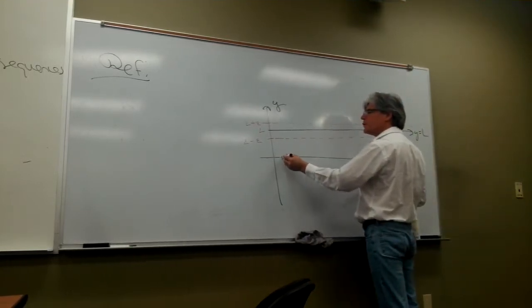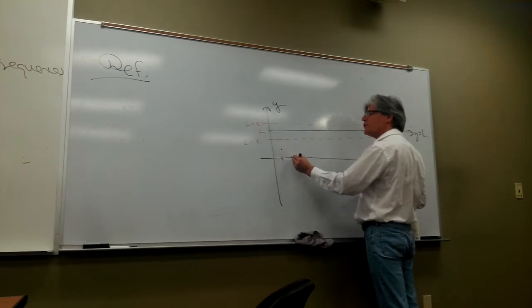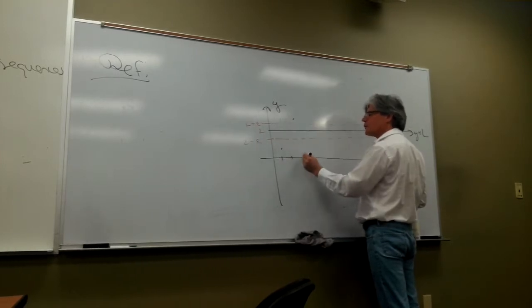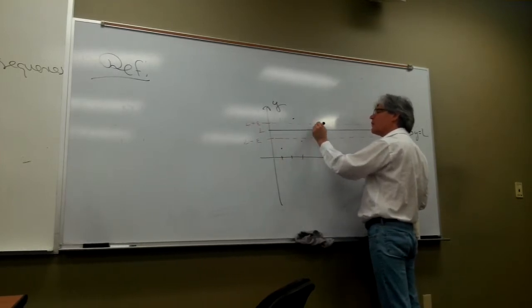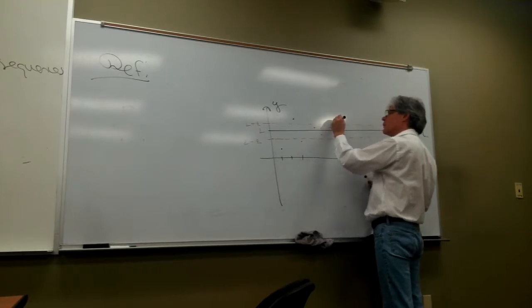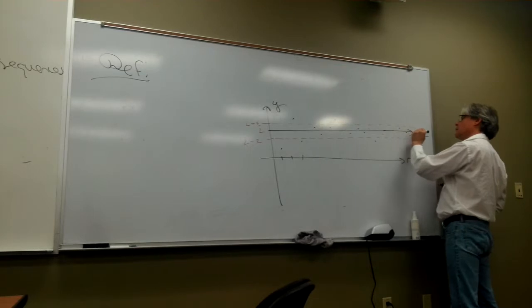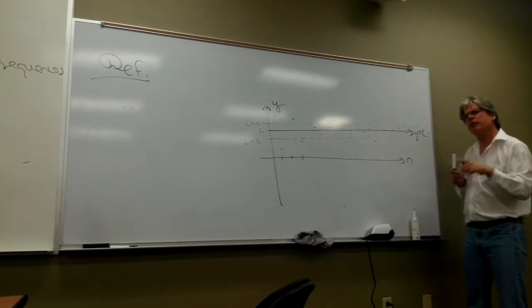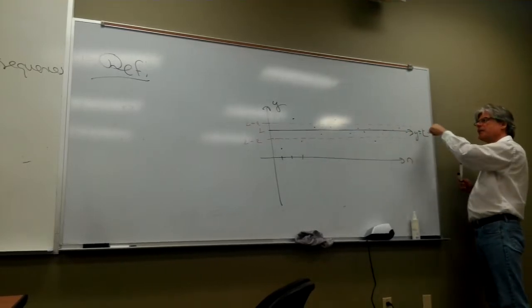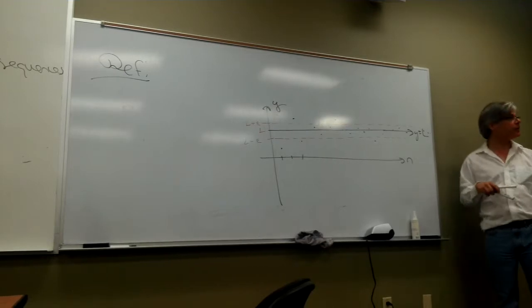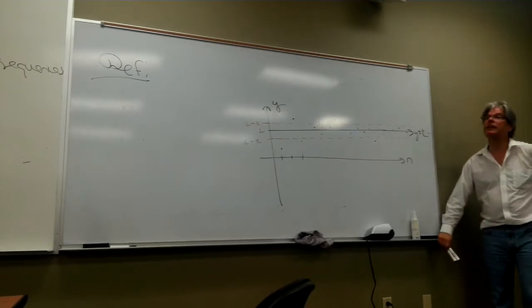For n equals 1, here's the first term of my sequence. For n equals 2, here's the second term of my sequence. For n equals 3, here's the third term. And it's popping up all over the place. What I'm trying to imply is that these dots are getting closer and closer to L, maybe popping on either side, but getting closer and closer to L as n increases without bound.